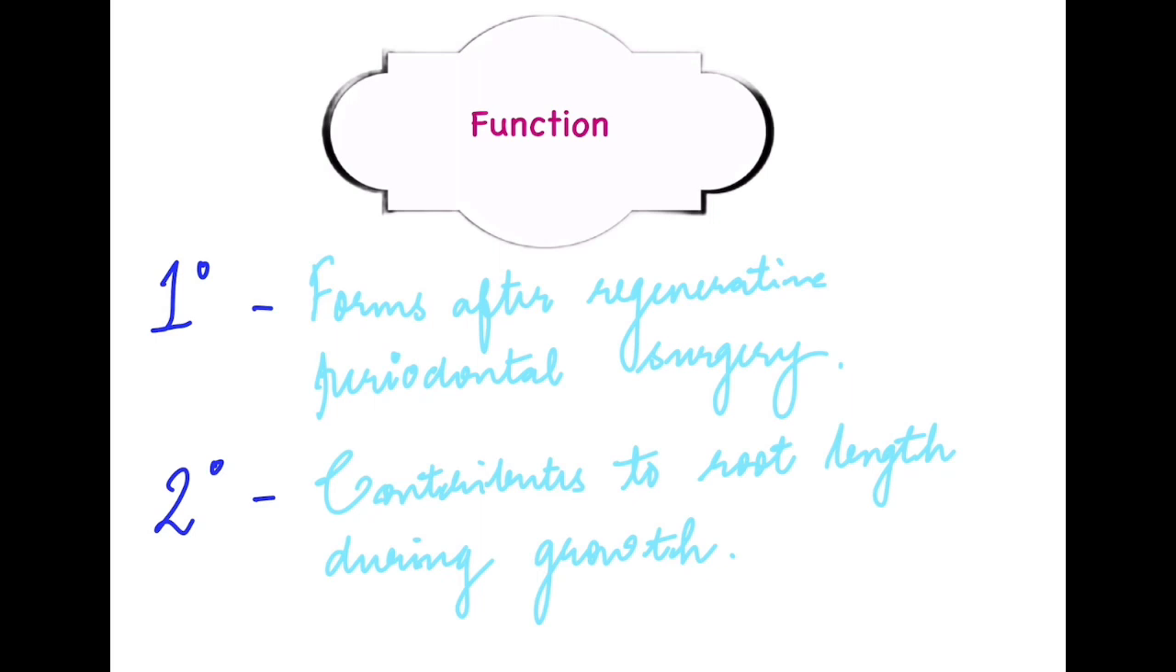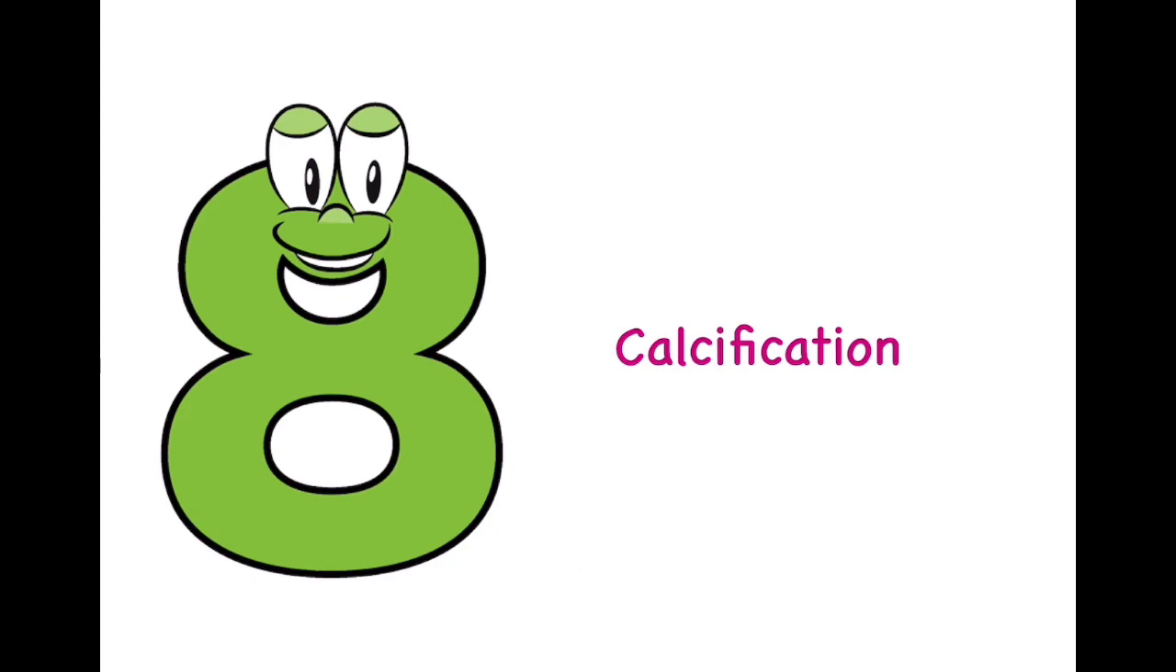So the primary cementum, as the name indicates, is primary: it forms immediately after any regenerative periodontal procedure is done, whereas the secondary cementum contributes significantly towards the increase in the length of the root in the growing phase. The eighth difference is regarding the calcification of cellular versus acellular cementum.